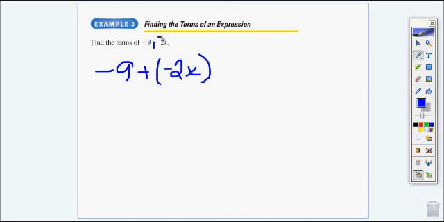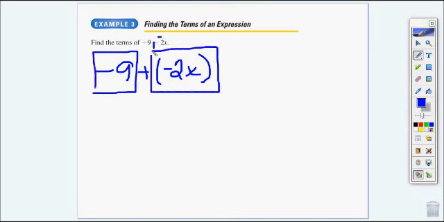Negative 9 plus a negative 2x. And now I can write that, and that is fine to leave that way. We have two terms, a negative 9 and a negative 2x. Although they're both negatives, they are not like terms. One is with a variable.